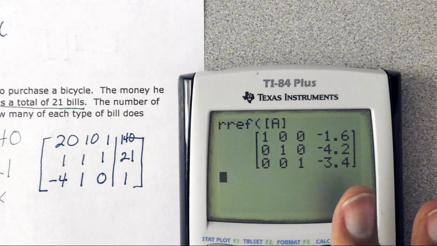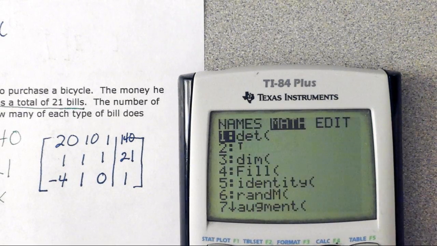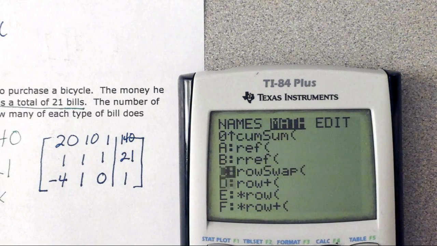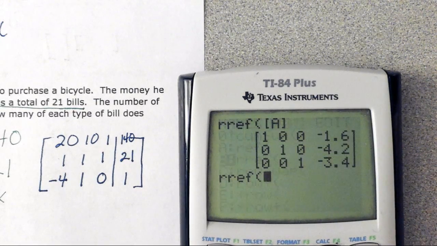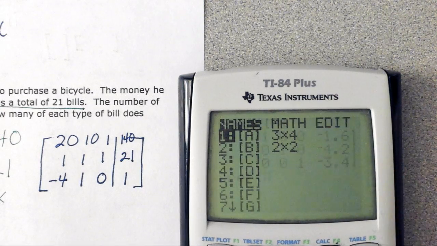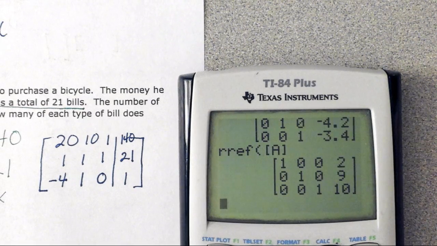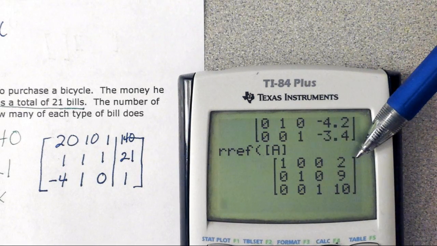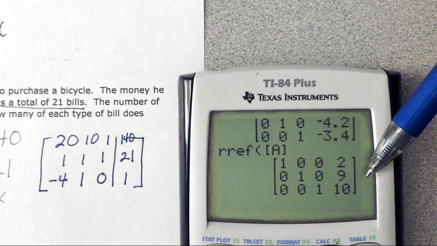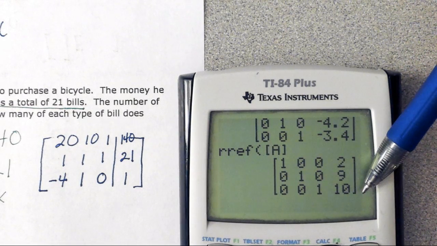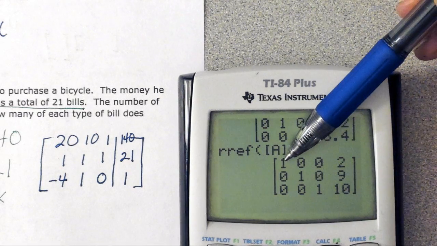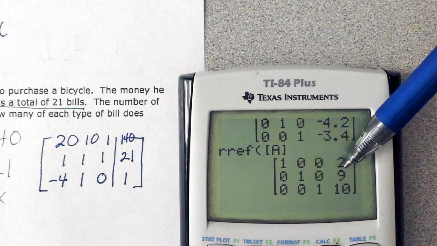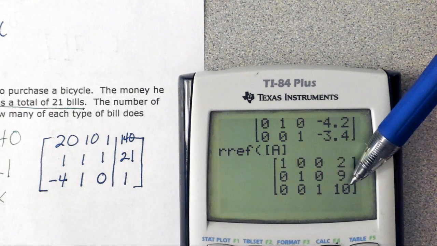How did we get to that calculation? Second matrix, go over to your math, up arrow to RREF. Press enter, select your matrix. We're selecting matrix A. Press enter, and we are done. My solution is that our student had 2 $20 bills, 9 $10 bills, and 10 $1 bills. How do I know? Because X represented the 20s, Y represented the 10s, and Z represented our 1s.